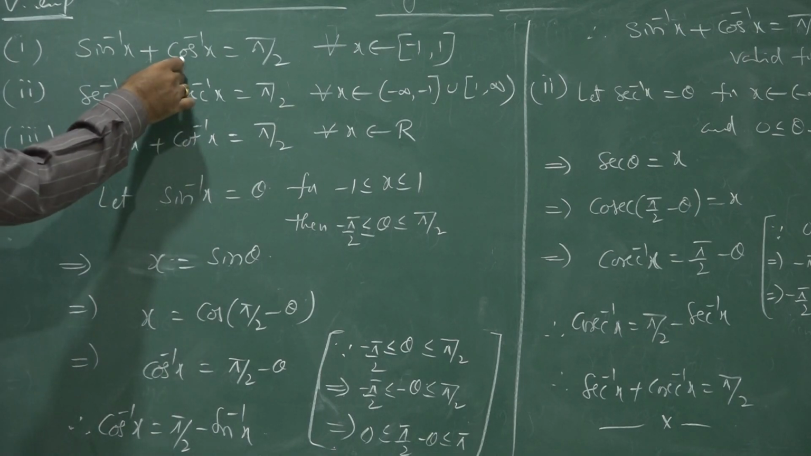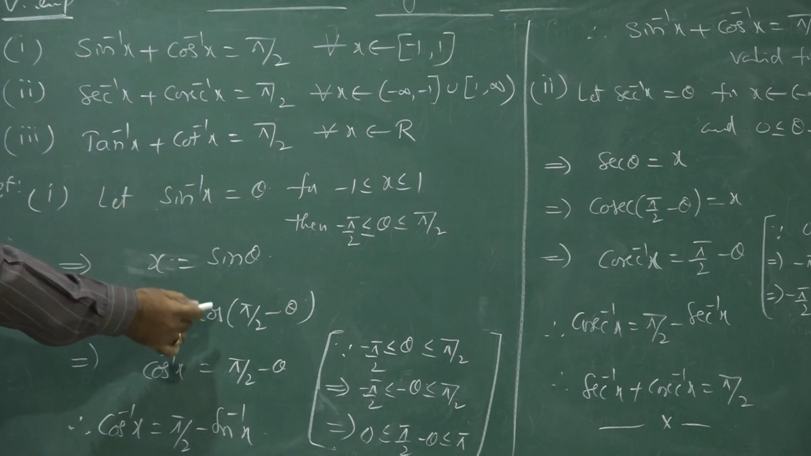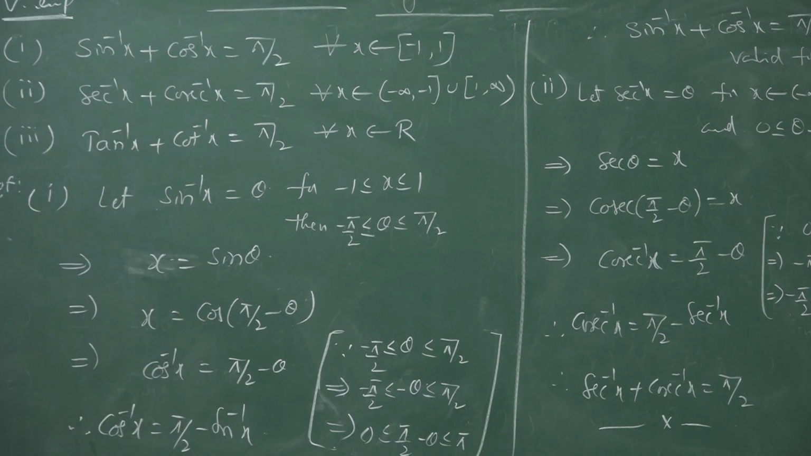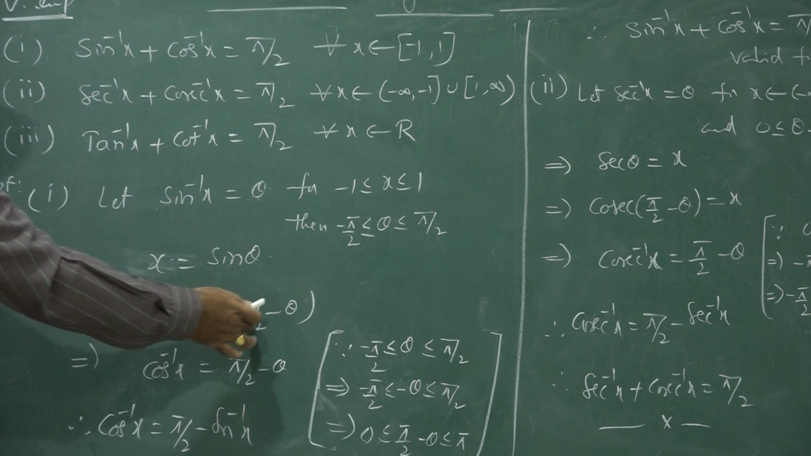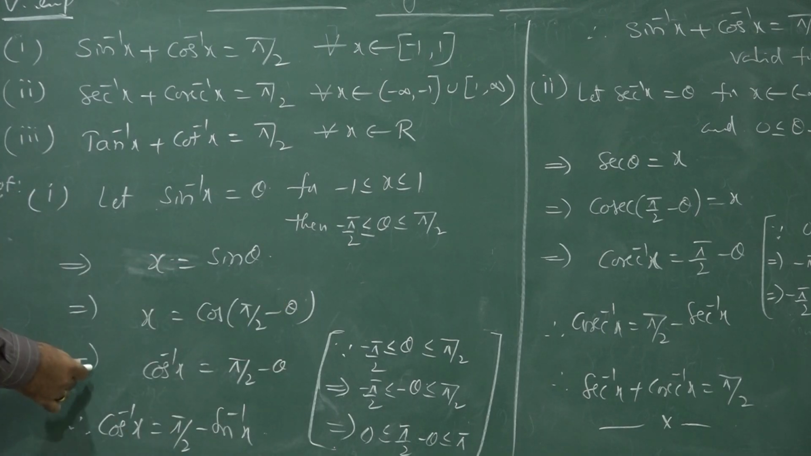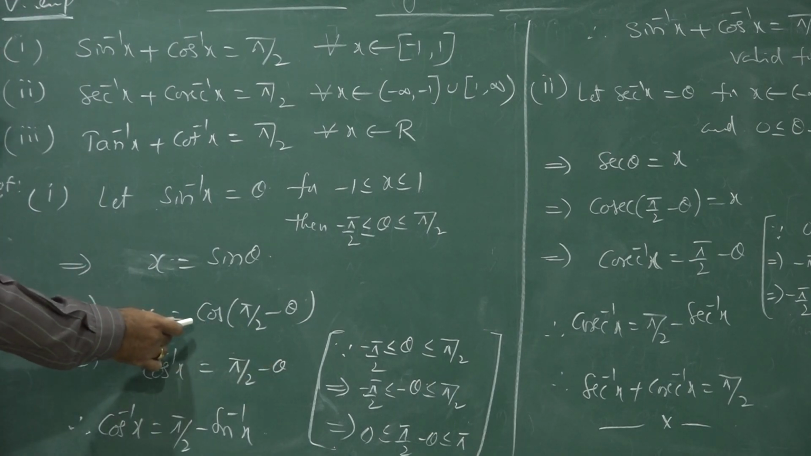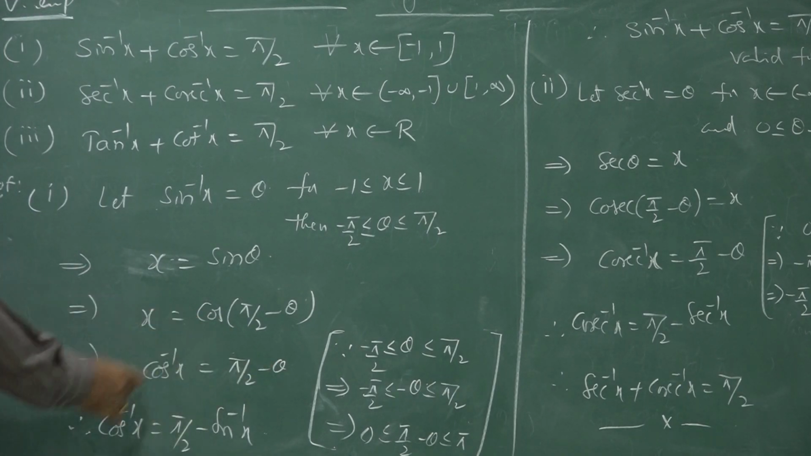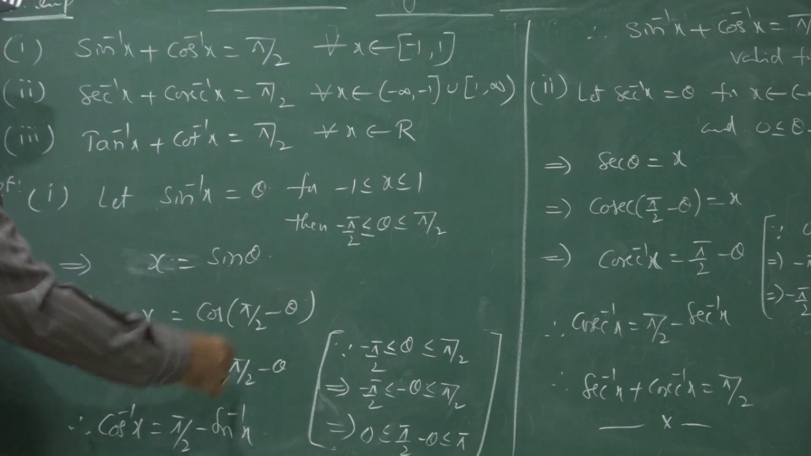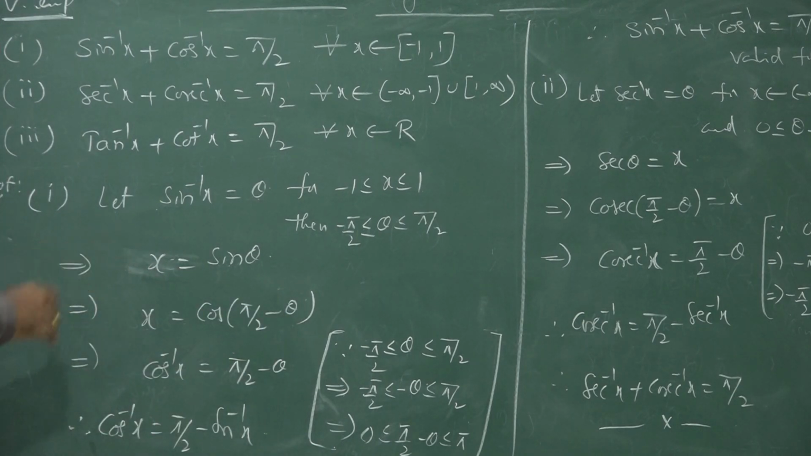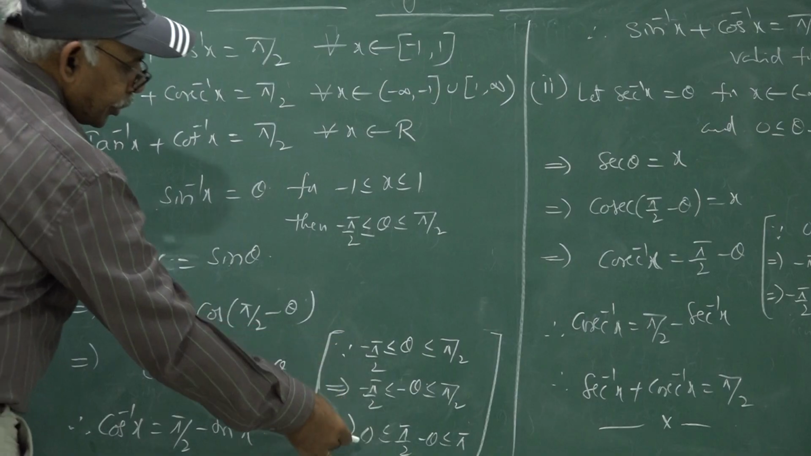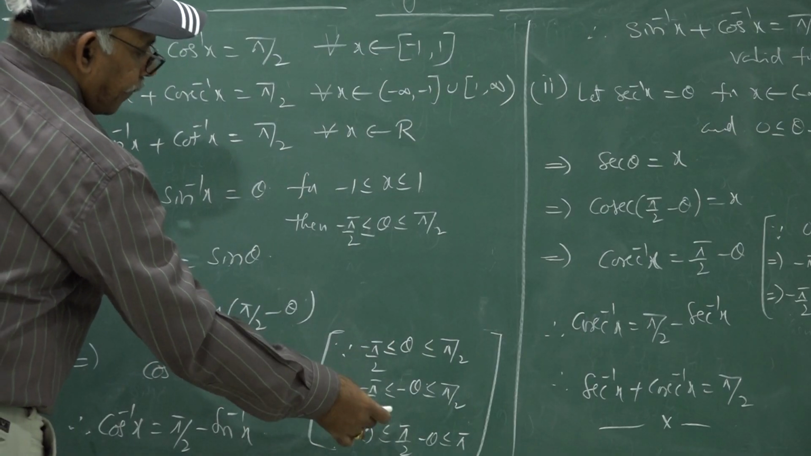Here we have to get cos, a relation between sin and cos. Hence, I am writing sin in terms of cos as sin theta equal to cos of pi by 2 minus theta, which gives us cos inverse x equal to pi by 2 minus theta. To write this, it is invertible. That means pi by 2 minus theta lies between 0 and pi. Just I am showing that here.